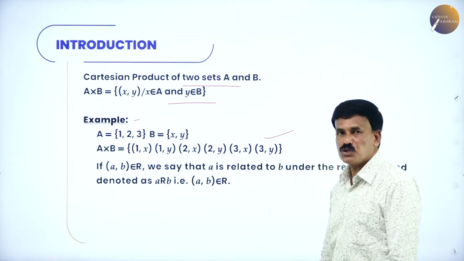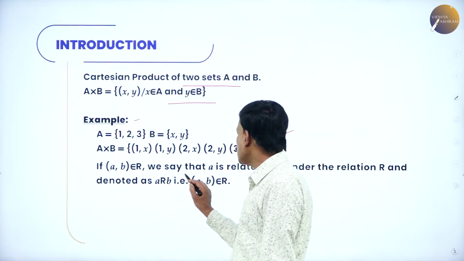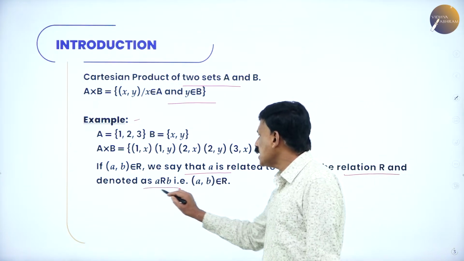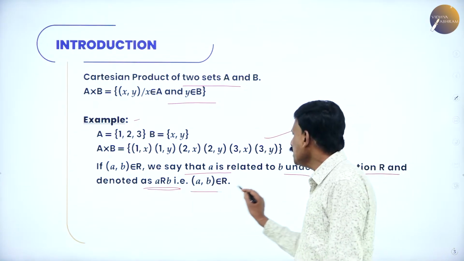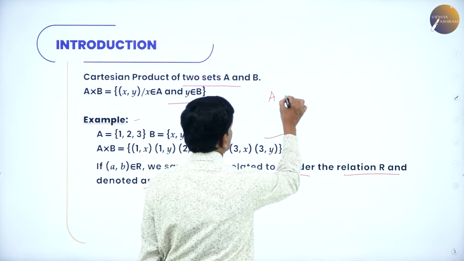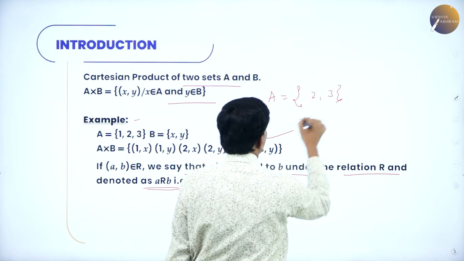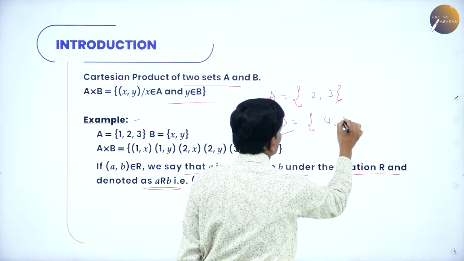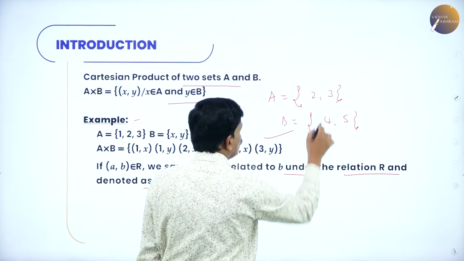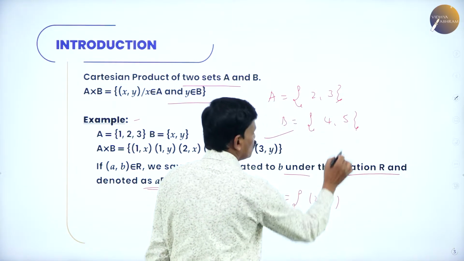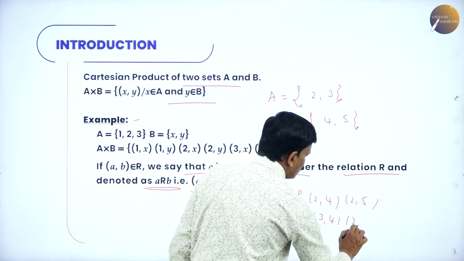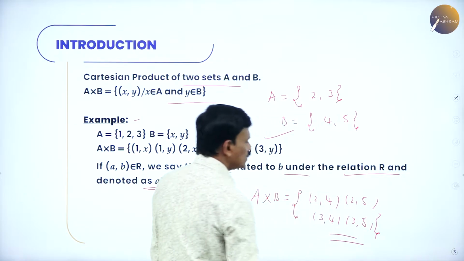Suppose (a, b) belongs to R, then we say that a is related to b under the relation R, and it is denoted a R b. That is, (a, b) belongs to R. Now let us take one more example. Let A be {2, 3} and B be {4, 5}. Then A cross B is the set {(2, 4), (2, 5), (3, 4), (3, 5)}. So this is the Cartesian product of A and B.